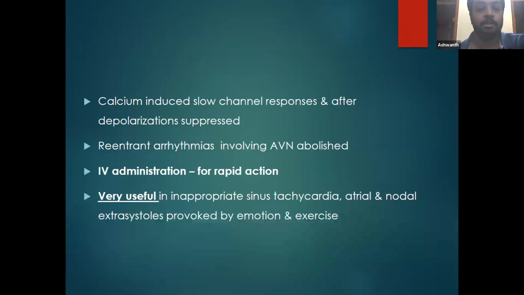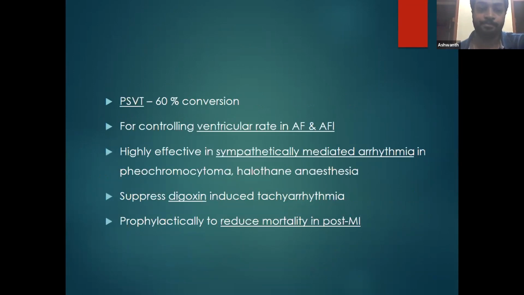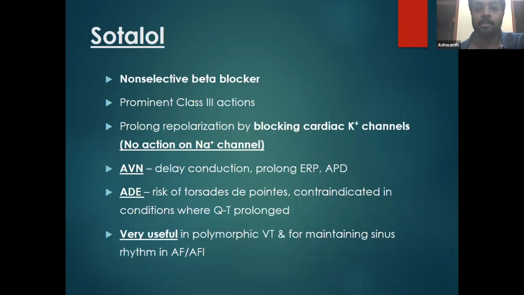Calcium-induced slow channel responses and after-depolarizations are suppressed, and re-entrant arrhythmias involving the AV node are abolished. IV administration gives rapid action and is very useful in inappropriate sinus tachycardia, and atrial and nodal extrasystoles provoked by emotions or exercise. In PSVT, there is a 60% chance of conversion. It is highly effective for controlling ventricular rate in AF and atrial flutter, for sympathetically mediated arrhythmias in pheochromocytoma and halothane anesthesia, and suppresses digoxin-induced tachyarrhythmias. It is used prophylactically to reduce mortality in post-MI cases.